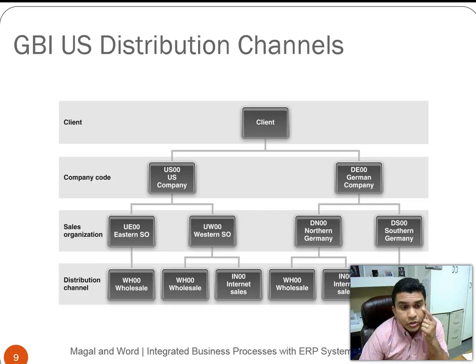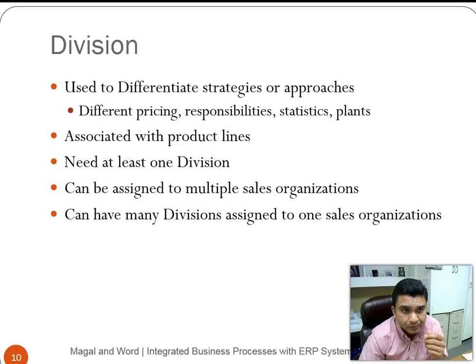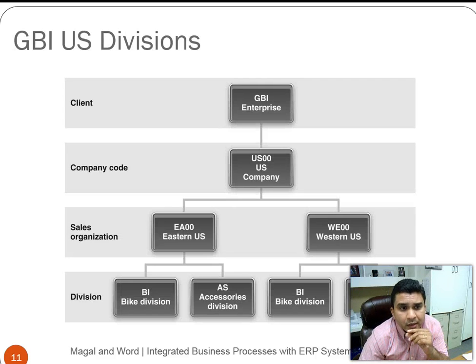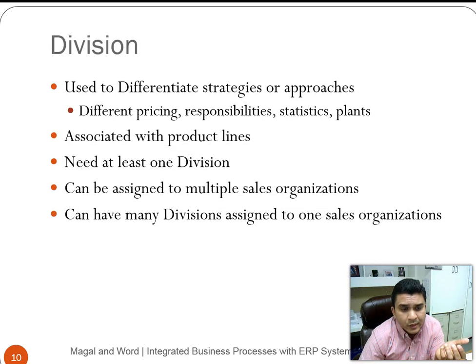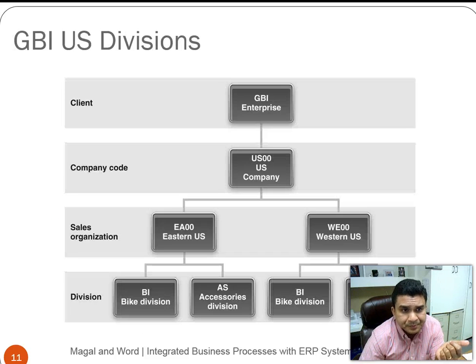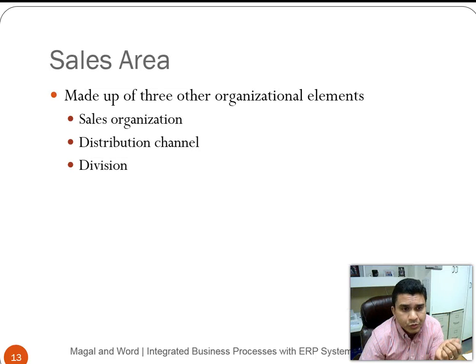Okay, so the distribution channel, you add it to your layer. You have the client at the top, then the company code, then the sales organizations, and then the distribution channels associated with each of the sales organizations. So you have wholesale, internet sales, just like I was telling you. Then you have divisions, depending on what sales strategies you're using.